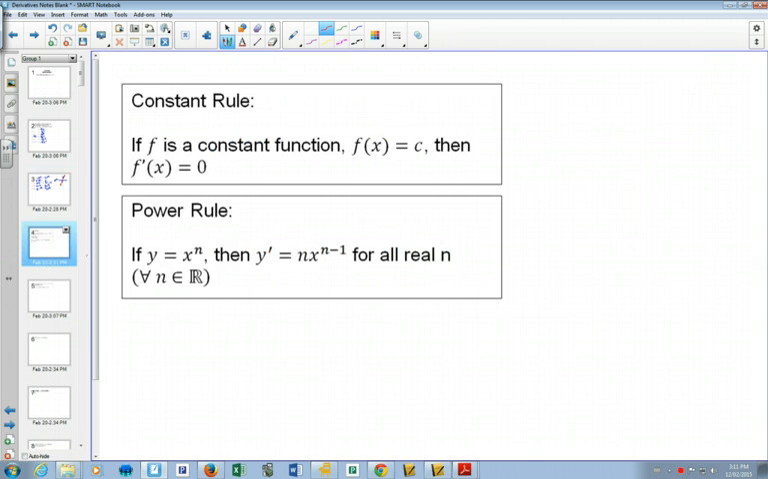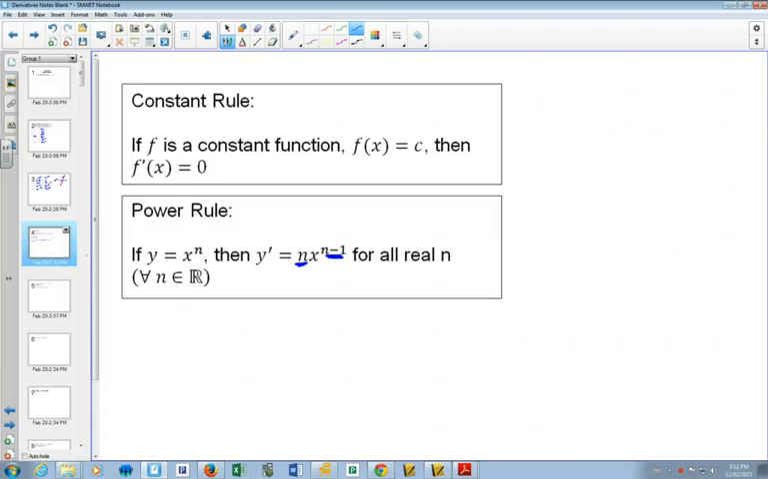So two rules come out of here. The constant rule, which we noticed was just an adaptation of the power rule: if you have any constant, just a single number, the derivative of that will always be 0. And then the power rule: the exponent comes out in front, and then we subtract 1 from the exponent.